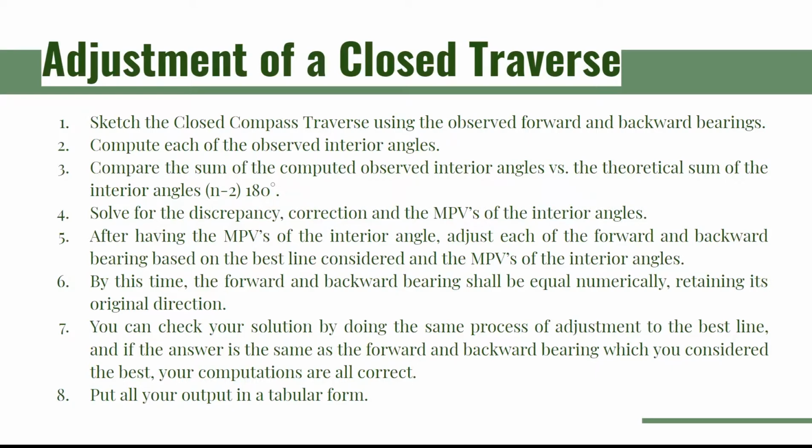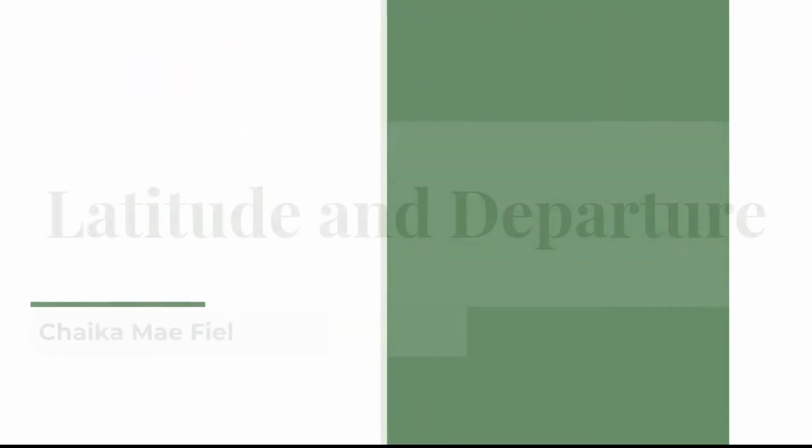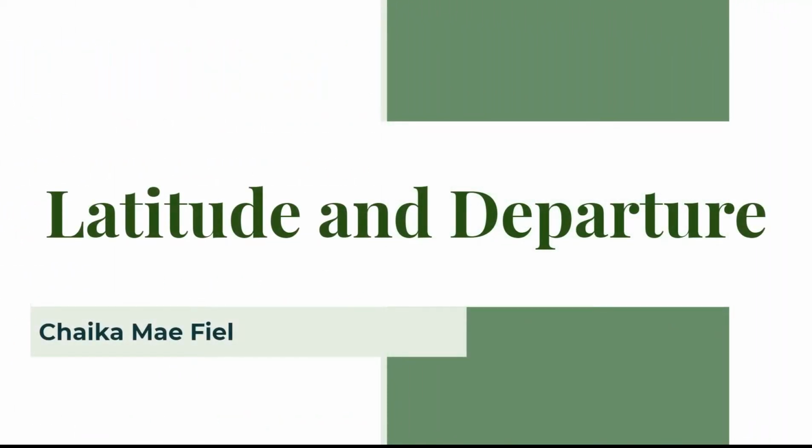By this time, the forward and backward bearings shall be equal numerically, retaining their original direction. You can check your solution by doing the same process of adjustment to the best line, and if the answer is the same as the forward and backward bearing which you considered the best, your computations are all correct. After that, put all your output in a tabular form. So now we are going to be talking about the latitude and departure.